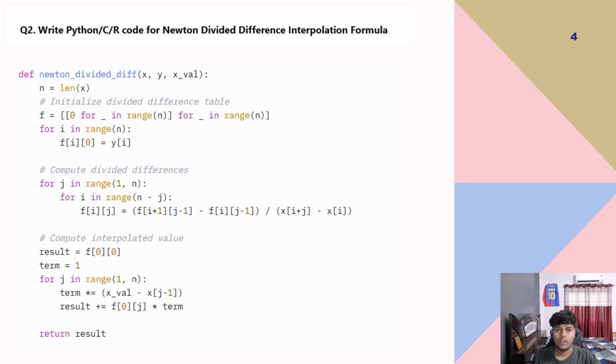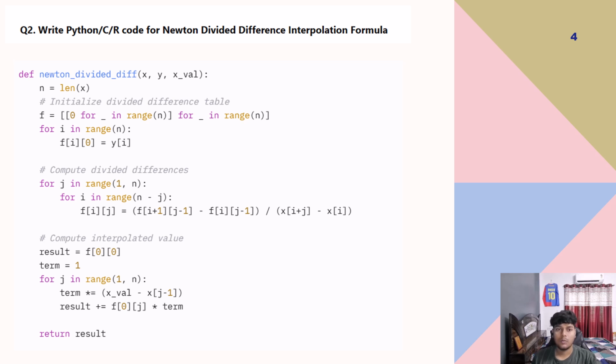Moving to question number 2, we need to write Python code for Newton divided difference interpolation formula, which is more flexible than the forward difference method because it works for unequally spaced points. The code takes a list of points xi, yi and target point x as input. It first builds a divided difference table with the zero divided difference. The first is f[xi, xi+1] equals (yi+1 minus yi) divided by (xi+1 minus xi). The second is f[xi, xi+1, xi+2], and so on.